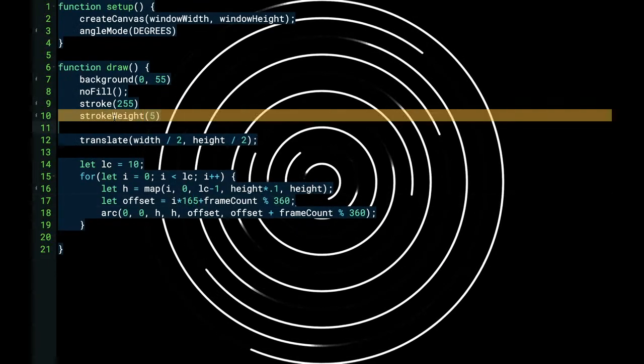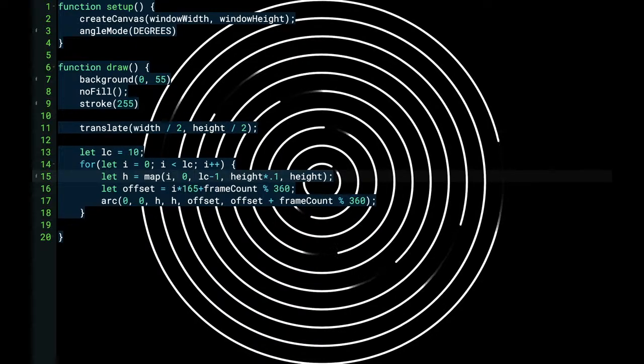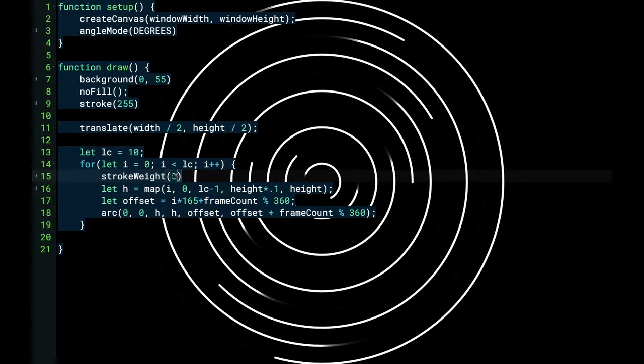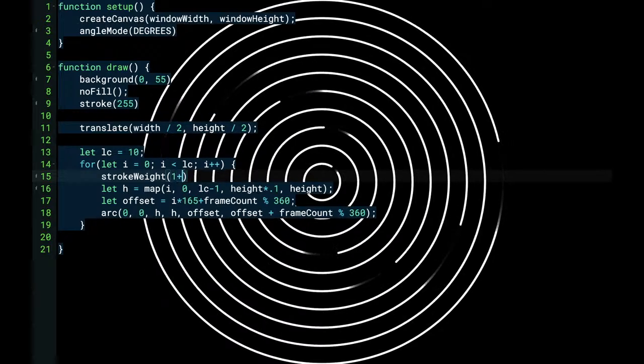Maybe their stroke weight should be unique to each other. At some point we probably want to push and pop. But let me just say like 1 plus I times 2. So they're getting either thick on the outside or the inside.